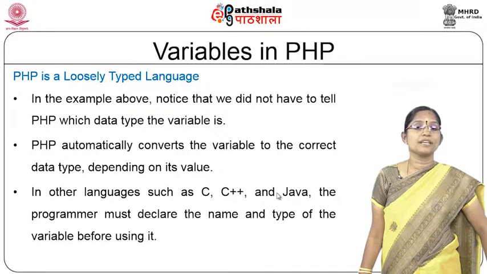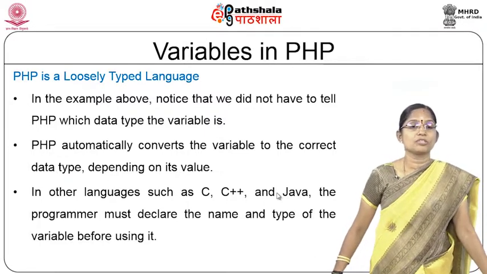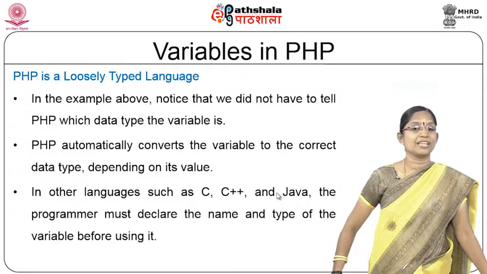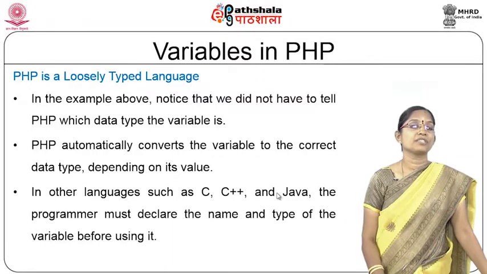So that is why we say it converts the variable to the correct data type depending upon its values. But if we go for other languages like C, C++, Java and all, these are all typed languages. Typed language means the programmer must declare the name and the type of the variable definitely before using that variable. But this is loosely typed. It can convert the variable automatically based on its value.